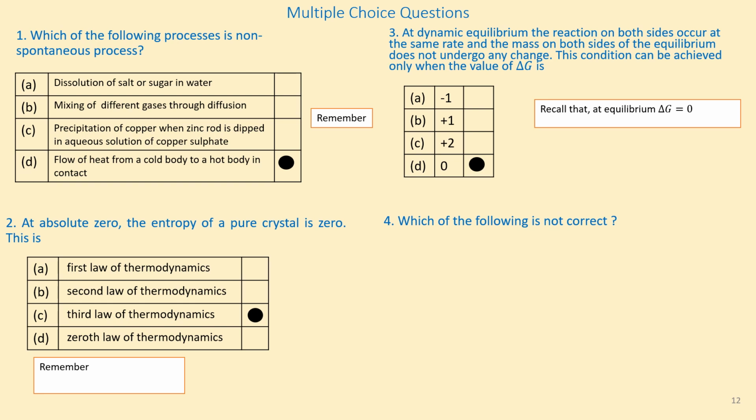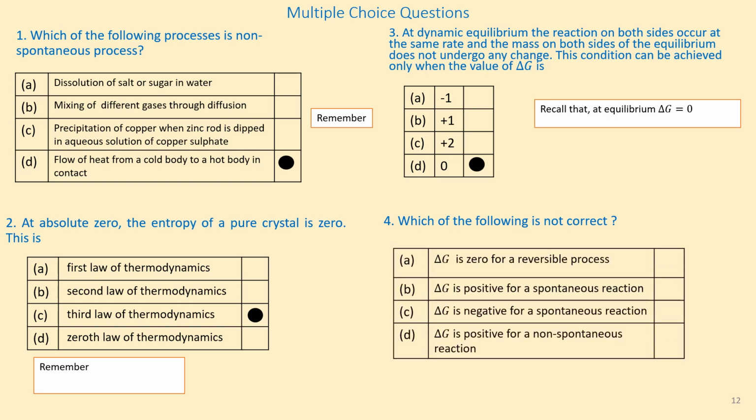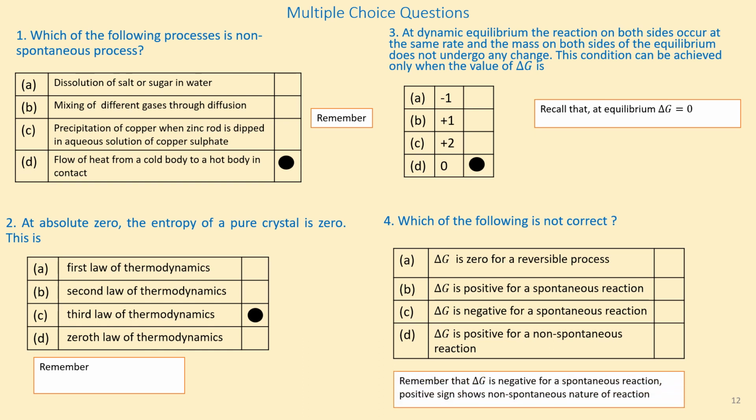Next question. Which of the following is not correct? Please underline not correct. Delta G is 0 for a reversible process. Delta G is positive for a spontaneous process. Delta G is negative for a spontaneous reaction. Delta G is positive for a non-spontaneous reaction. So option B is not correct. Please mark it.